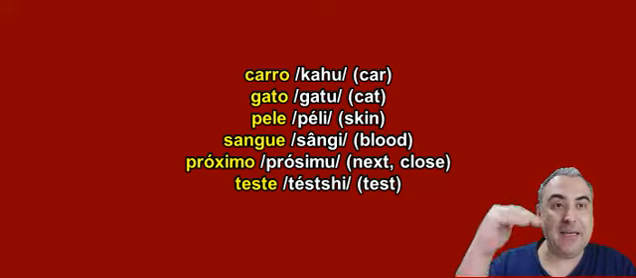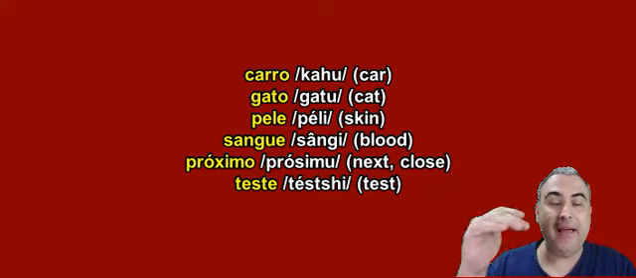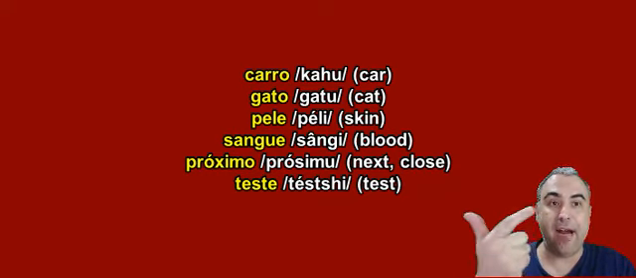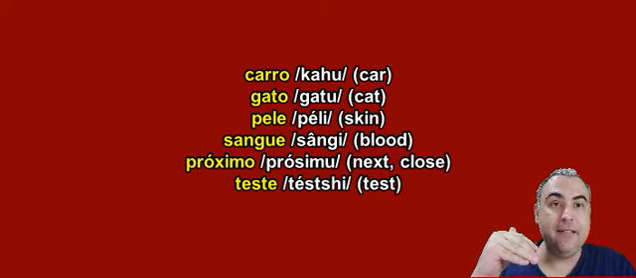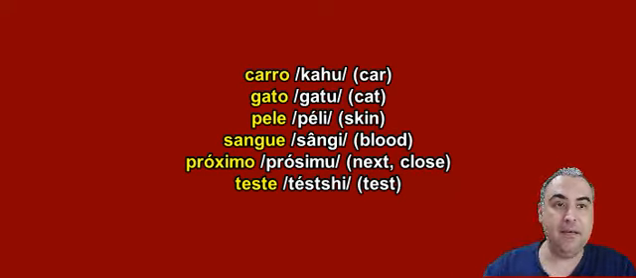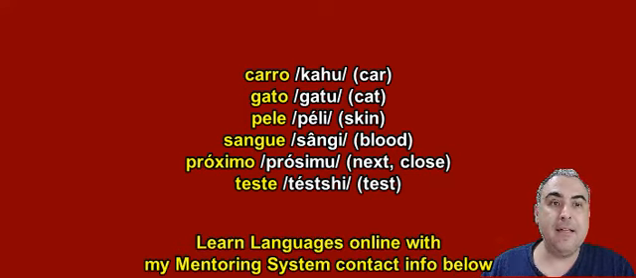A closed a, whenever the vowel a is before a nasal consonant like n or m, it's closed. So you have sangue. Próximo, which is next or close. Próximo. So you can see that the final o, próximo.